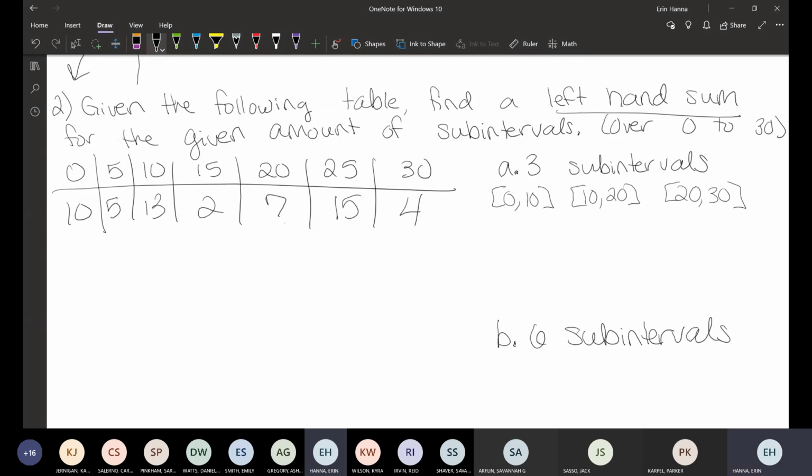I already have all my x and y values, so I don't have to find them, since I don't have a function. We want the left-hand side, so we're going to use the values at 0, 10, and 20. So 10, 13, and 7. The width of each interval is 10. Of course you can write 10 times something plus 10 times something else plus 10 times something else, but I'm lazy, so I'm just going to sum up all of the heights. Whatever that is. 300.